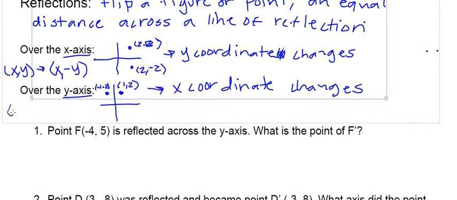So if you're looking at a point x, y, you end up with -x, y, because when you reflect over the y-axis, the value of the x coordinate changes. So if it were positive, you make it negative. If it's negative, you make it positive.